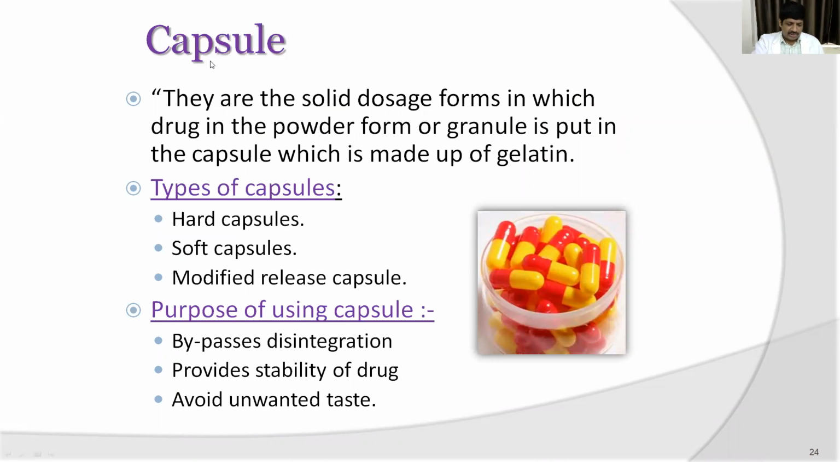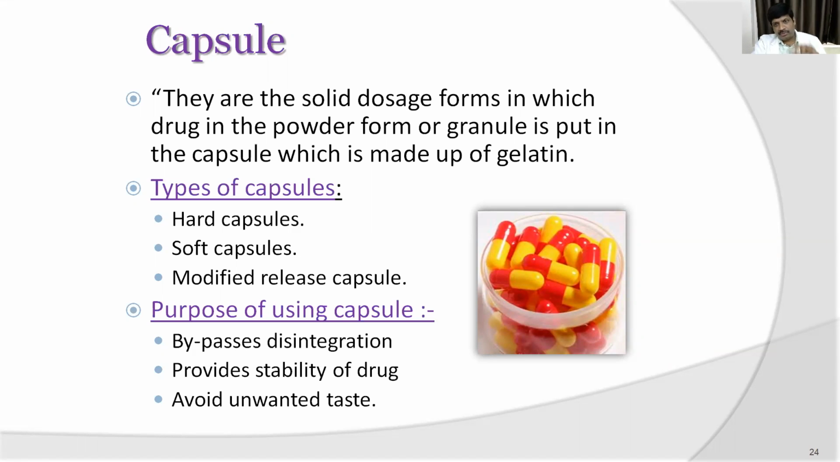Then come capsules. Capsules, you must have seen this type of capsule, right? They are the typical gelatin capsule, made up of gelatin, hard gelatin capsule. So they are a solid dosage form. Whenever you define a dosage form, you have to put whether it is solid, liquid, gas, or semi-solid. These 4 things you have to decide, and then you go forward.